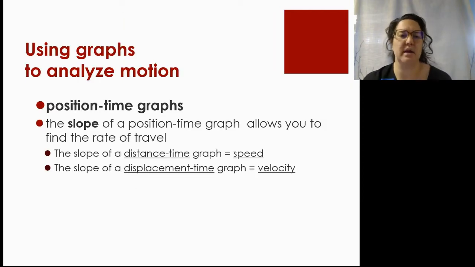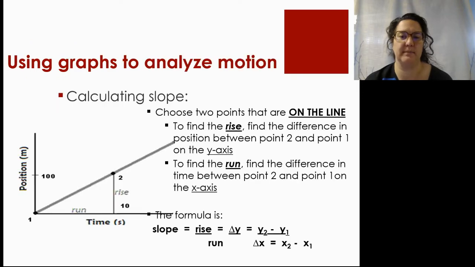So a position time graph is a graph that shows us the position of an object over time. And the slope of this position time graph allows us to find the rate of travel. If we have a distance time graph, that will be speed. And if we have a displacement time graph, that's going to be velocity.